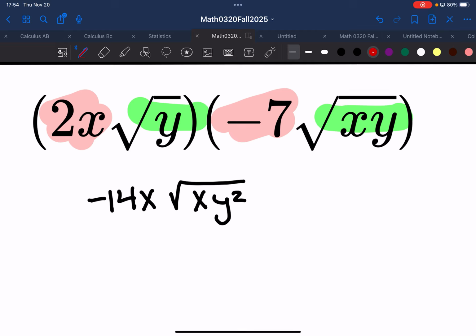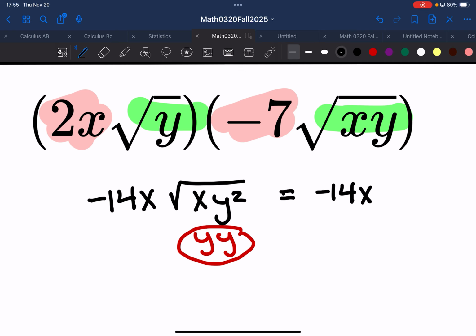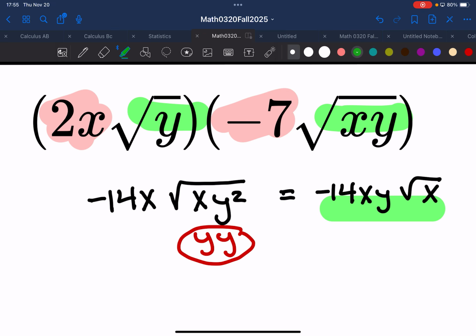Okay, same as before, though, I have to see if this can simplify. So I know right away the x can't come out, right? Because this is the square root, and I need to be able to circle a group of 2. So there's only one of those x's, but how many y's are there? 2. So if I write the 2 y's, that means I can circle them and take them out. So are the y's still inside the radical? No, they're outside. So I have negative 14xy square root of x. That is my answer.